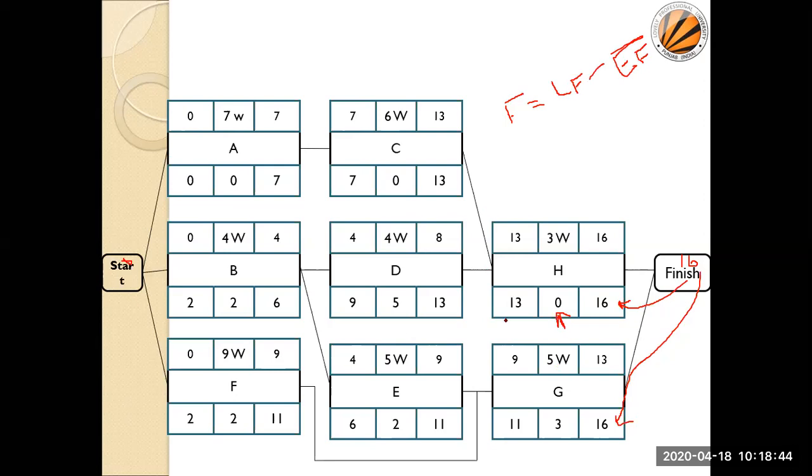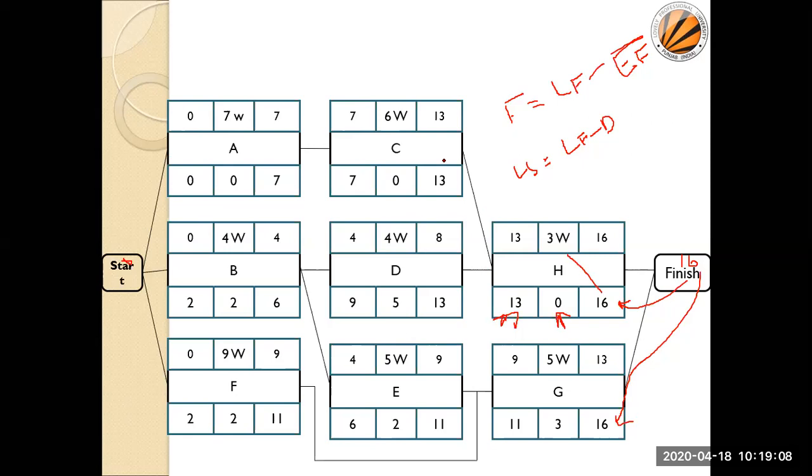And how are we getting this value? This is my latest start. So latest start, we get by subtracting the duration from my latest finish. This way we are getting this. 16 minus 3, this becomes 13. 16 minus 5, this way.